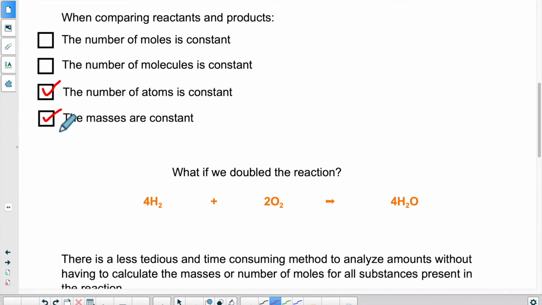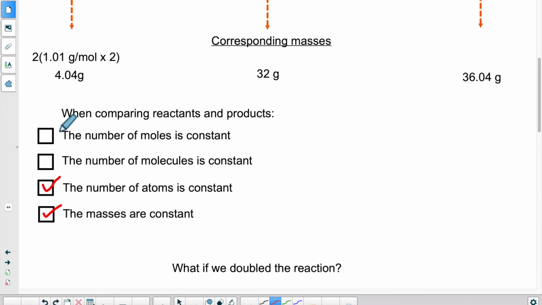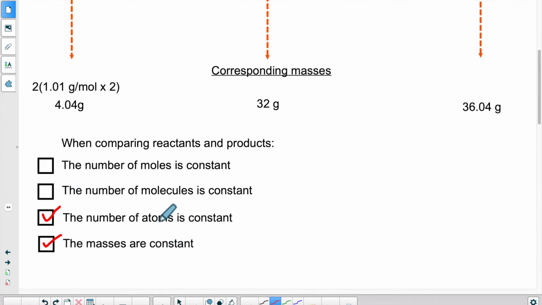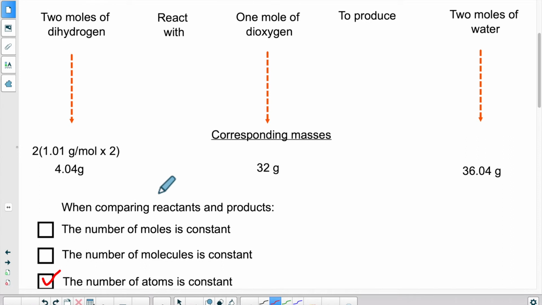So in a reaction, what is constant? The number of atoms and their corresponding masses when we compare the reactants to the products. But the number of molecules is not constant. We don't have the same number of molecules on both sides, and we don't have the same number of moles on both sides. And that's because sometimes we're going to start with many different substances, and when the atoms get rearranged, we only get one substance, but a lot more of it, or the molecules are bigger.